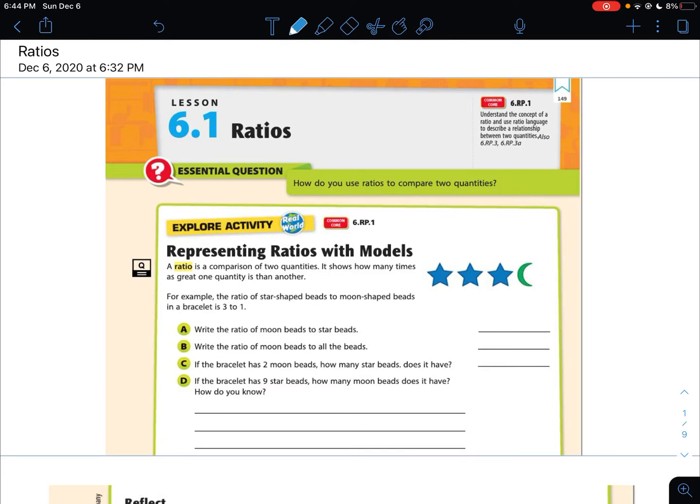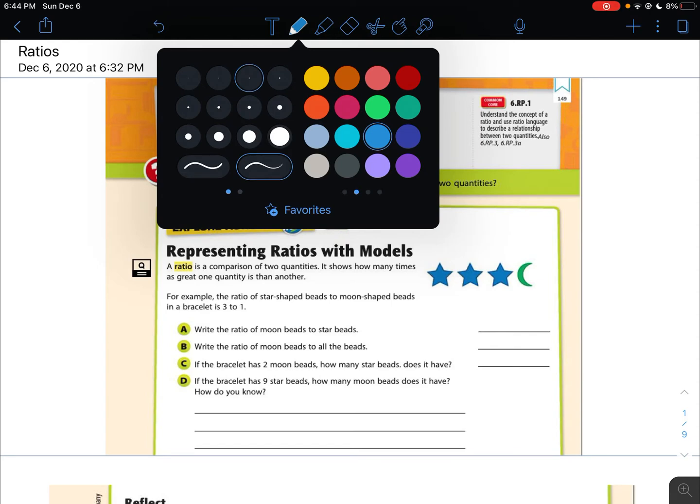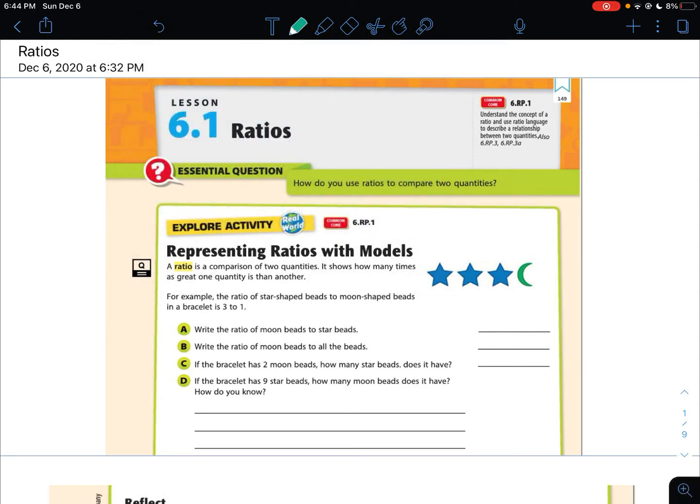Okay, you should be back, ready to go because you did all those problems. If they are asking for the ratio of moon beads to star beads, like I said, order matters. So how many moon beads are there? There's 1 moon bead, and 2 star beads, which is 3. So the ratio of moon beads to star beads is 1 to 3.